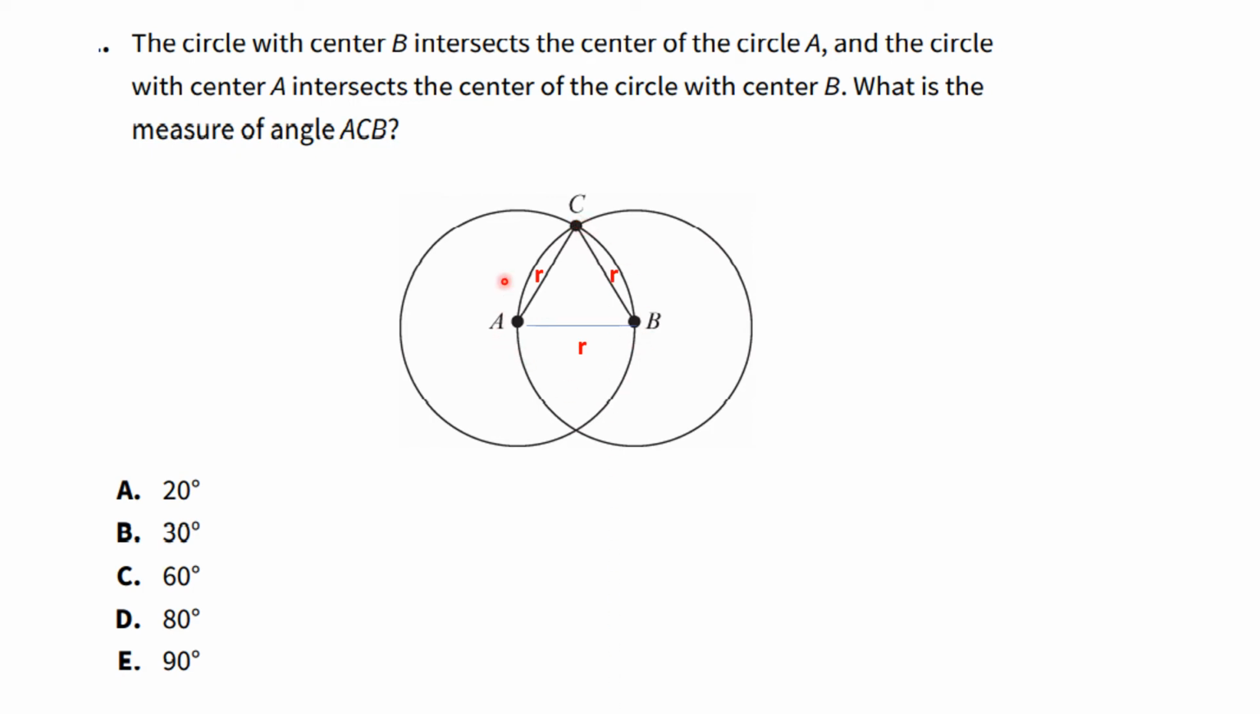If you realize this, then you must understand that this triangle is an equilateral triangle, right? And equilateral triangles are equiangular triangles. Since the sum of all the angles is 180, these three angles are equal to each other because the three sides are equal. 180 divided by 3 is 60, so your answer is C.